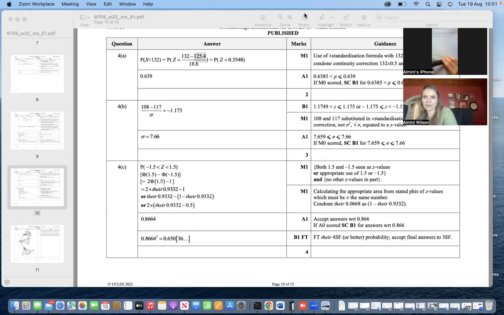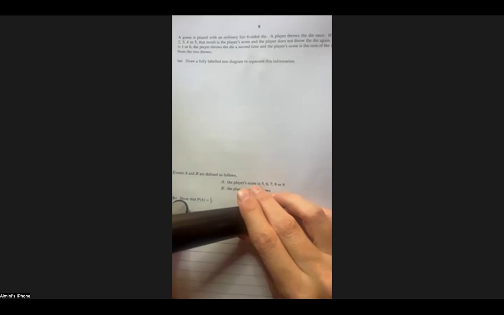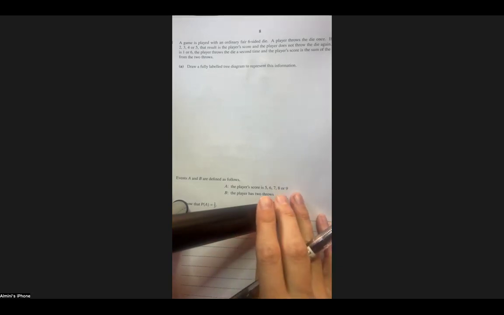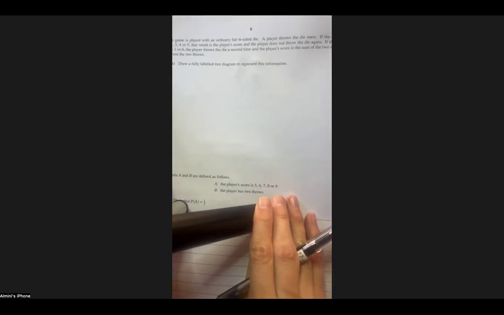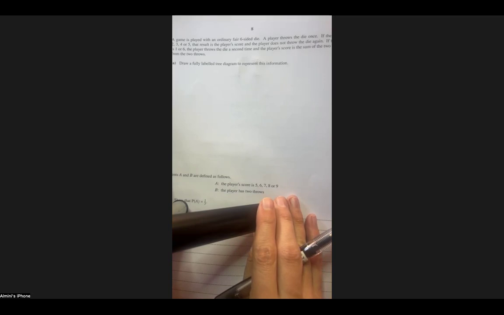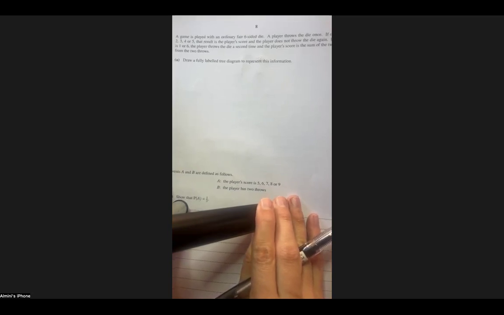Then question 5. A game is played. Oh, we just need to read this together, right? A game is played with an ordinary fair 6-sided die. A player throws a dice once. If the result is 2, 3, 4, 5, the result is the player's score. Player does not throw the dice again. If the result is 1 or 6, the player throws the die a second time, and the sum of the 2 numbers will then be the answer.